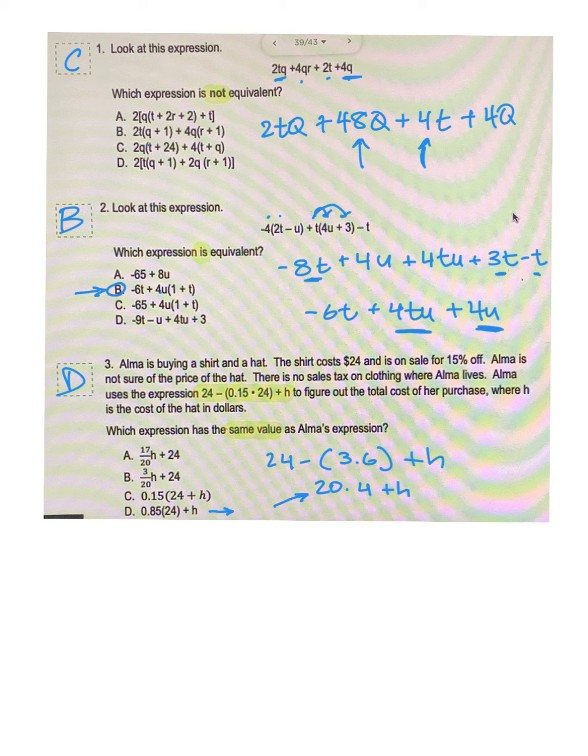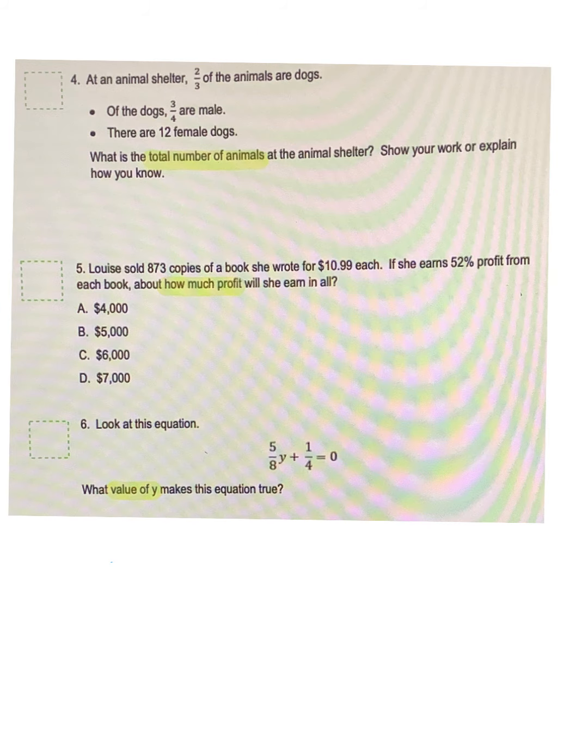To figure that out, there was a whole lot of work going on. You would have realized that A and B were not possibilities. If you started by simplifying the expression in the original problem, you could have eliminated A and B right off the bat. And then it would have been a matter of simplifying C and D to realize that D was equivalent to the original expression.